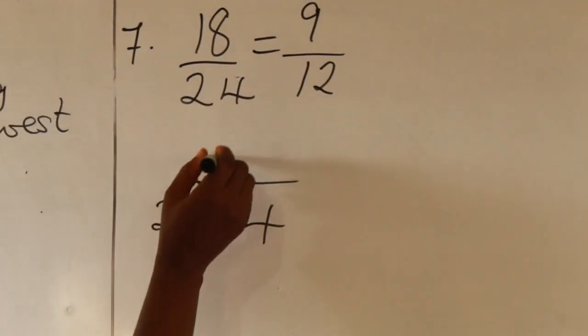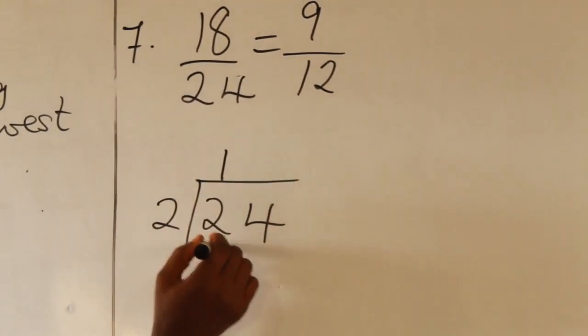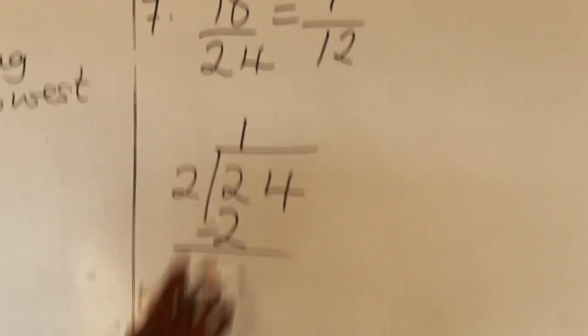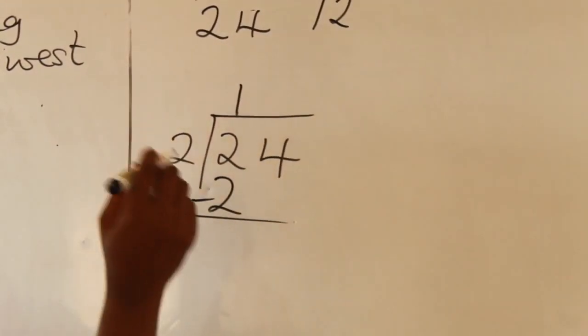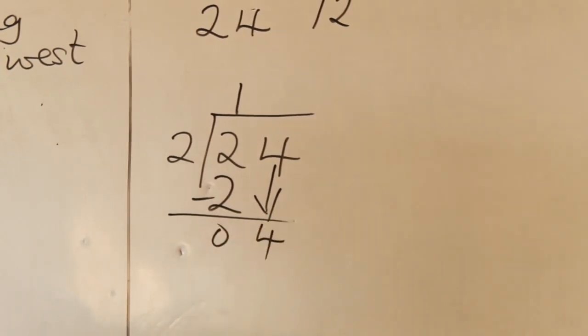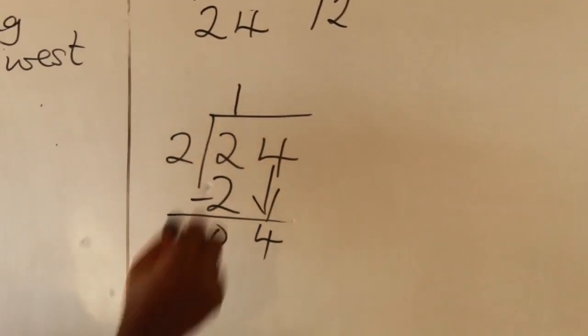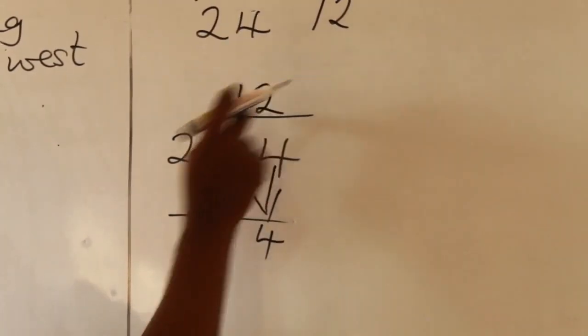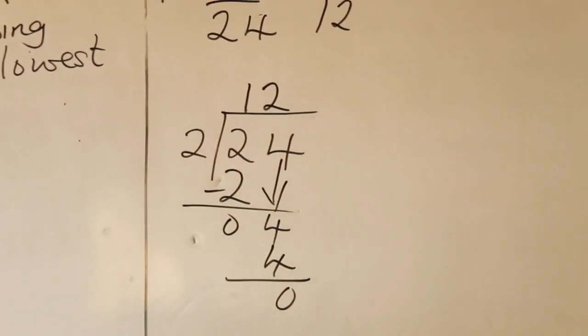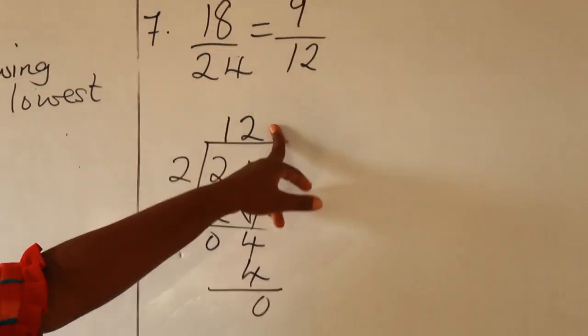2 divided by 2 is 1. 1 times 2 will give you 2. You put your minus sign and then you subtract at that point. 2 minus 2 is 0. And then you bring down your 4. 4 divided by 2 will give us 2. 2 times 2 is 4, and so when you subtract them, you have 0. So that is how we got our 12.